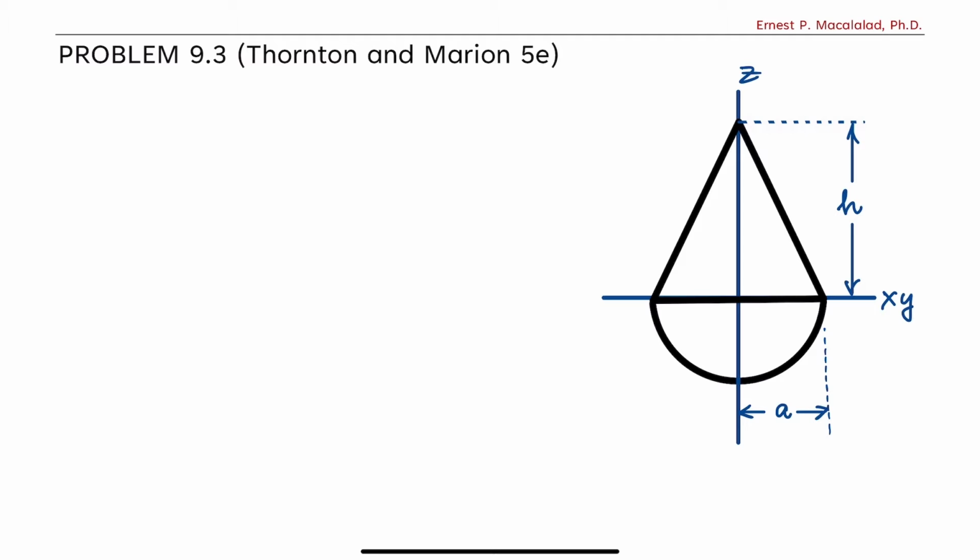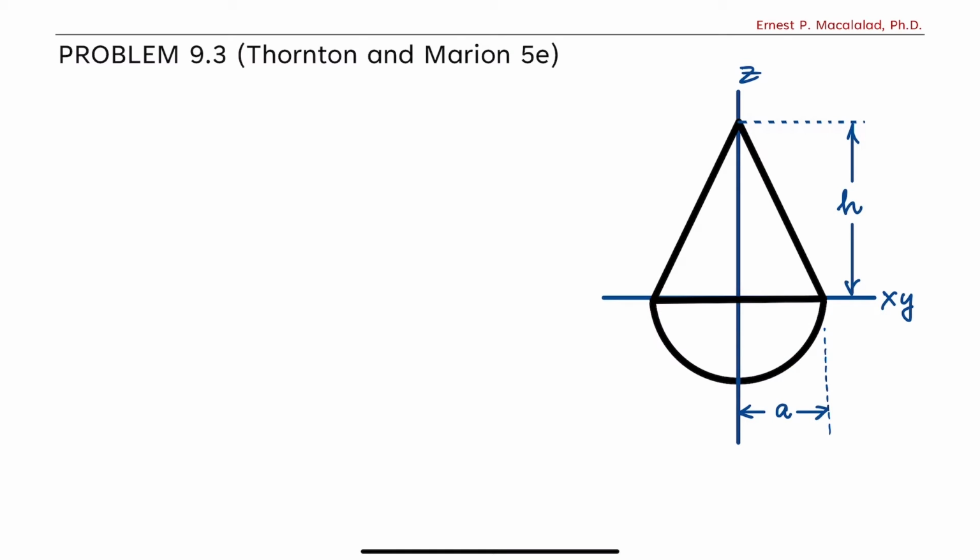Edition. The problem reads, find the center of mass of a uniform solid cone of base diameter 2a and a height of h and a solid hemisphere of radius a, where the two bases are touching.